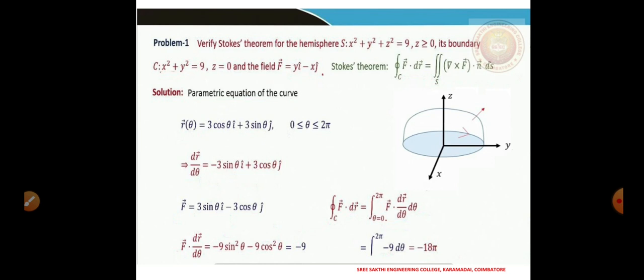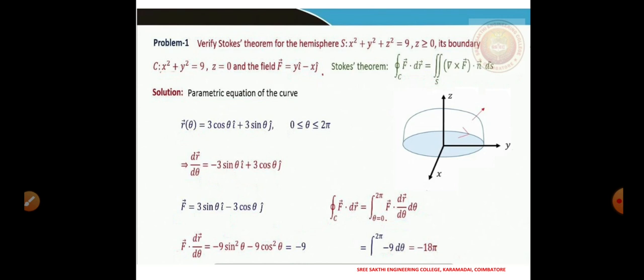So F vector is equal to 3 sin theta i vector minus 3 cos theta j vector. So y equals 3 sin theta and x equals 3 cos theta. So F vector, we have also substituted this parametric form. And then we need for this curve the integral of F vector dot dr vector. So F vector dot dr vector by d theta is equal to minus 9 sin squared theta minus 9 cos squared theta, and we have this factor minus 9.